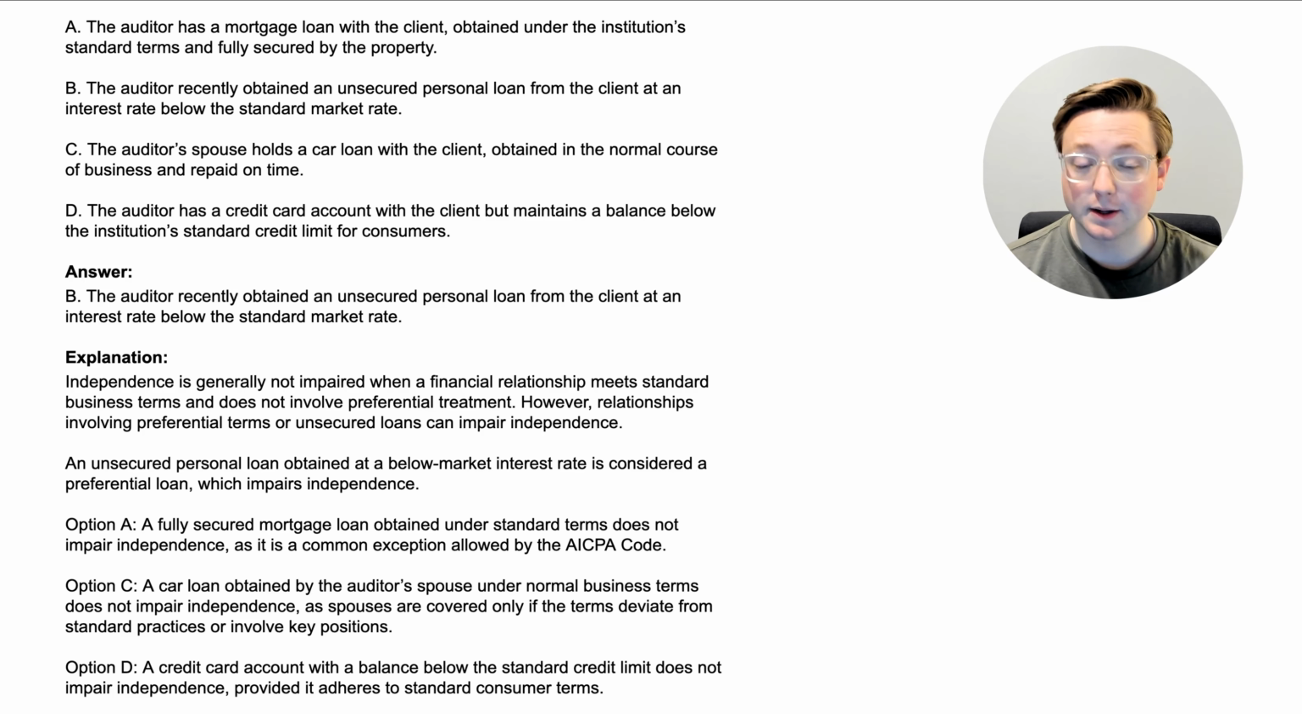Option C, this is something we mentioned in question 2. A car loan obtained by the auditor's spouse under normal business terms does not impair independence, as spouses are covered only if the terms deviate from standard practices or involve key positions. And option D, a credit card account with a balance below the standard credit limit does not impair independence provided it adheres to standard consumer terms. So this kind of hit on a lot of the same things as question 2. Now let's go to the next question.